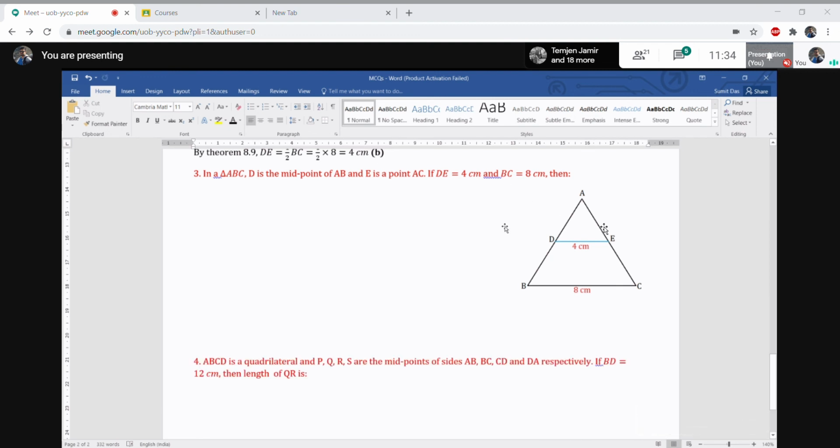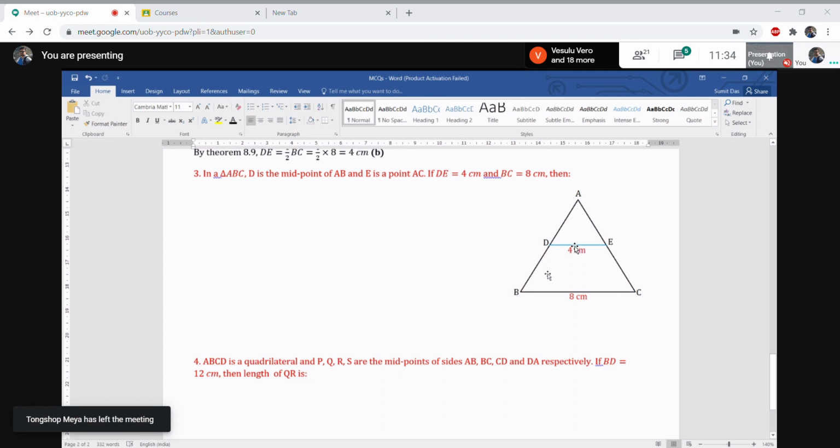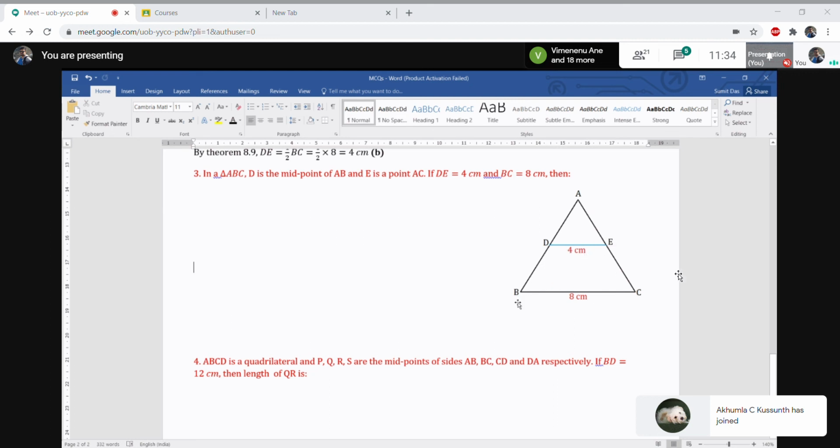I can explain without the diagram also, but with the diagram it's saying D is the midpoint of AB, and E is any point on AC. It's not saying midpoint or anything. One thing is given: the length of DE is 4 centimeter and the length of BC is 8 centimeter. So it's clearly shown that DE is half of BC. Look, half of 8 is 4.